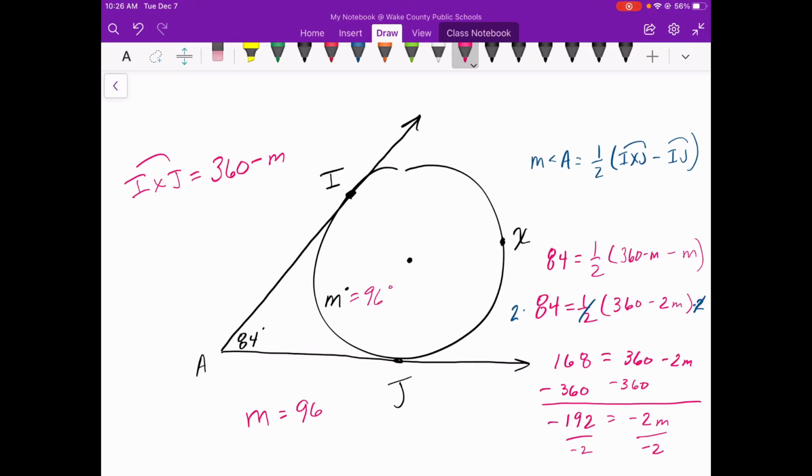Now, if they wanted us to figure out what the big arc was, we would just subtract 96 from 360. But that's a way that we could also do this if both arcs make the entire circle.